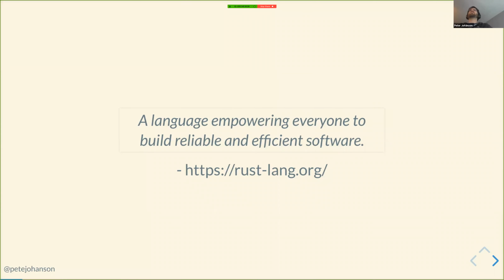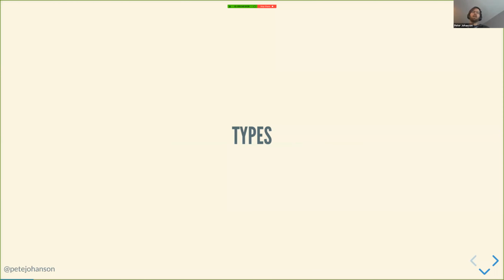So in particular, one of the strengths of Rust is its type system. The type system is sort of the foundation of everything. Rust is a strongly typed language. It is not a Ruby or a PHP or a Python. It is a compiled, strongly typed language.